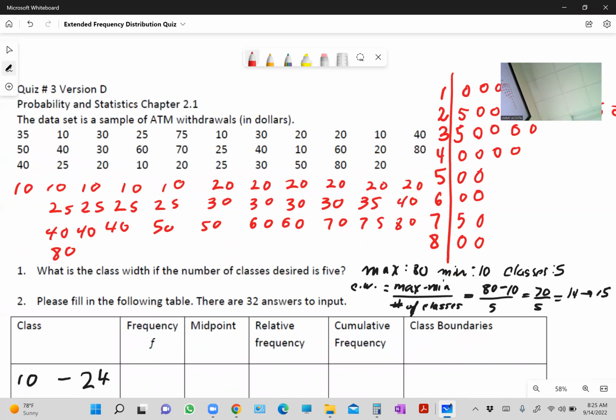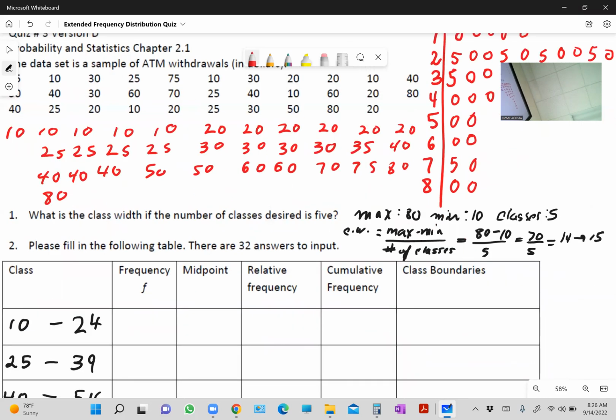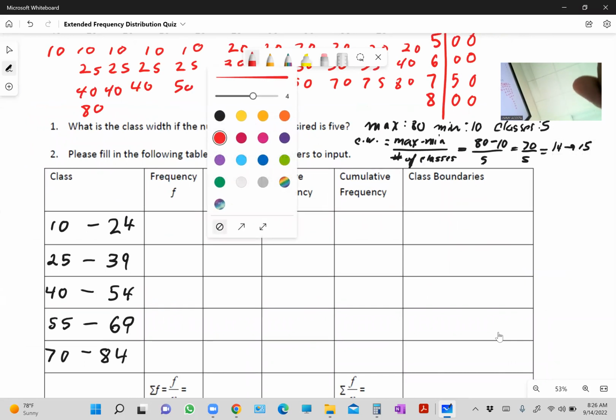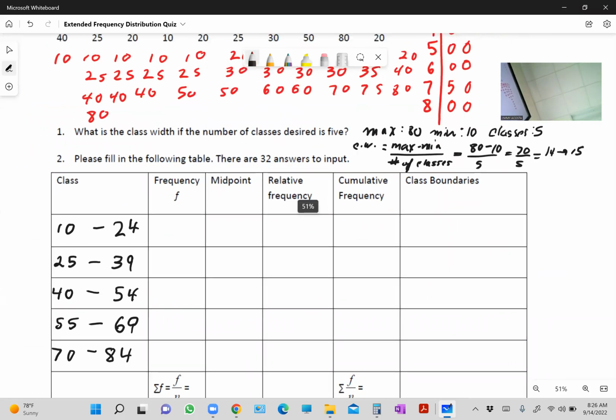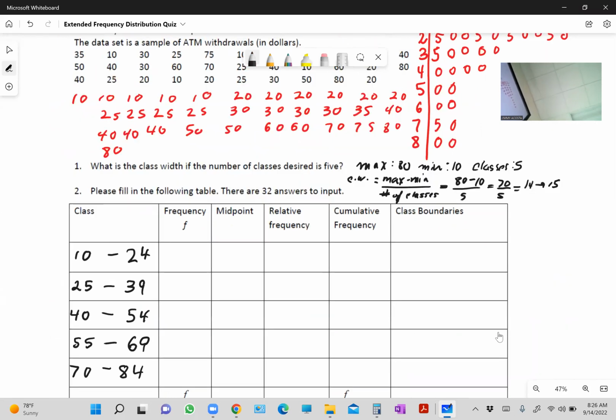Okay, so let's go down. And now we have the numbers there so we can do our counting. Let me make sure it's visible here in the computer. How many 10 to 24 we have? 1, 2, 3, 4, 5, 6, 7, 8, 9, 10, 11. 11.